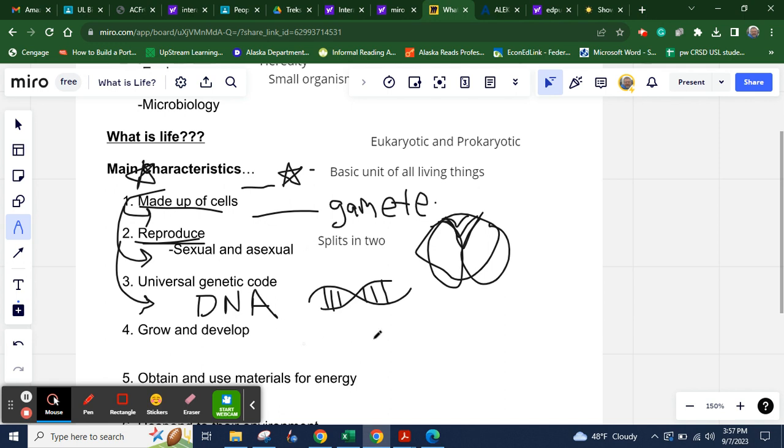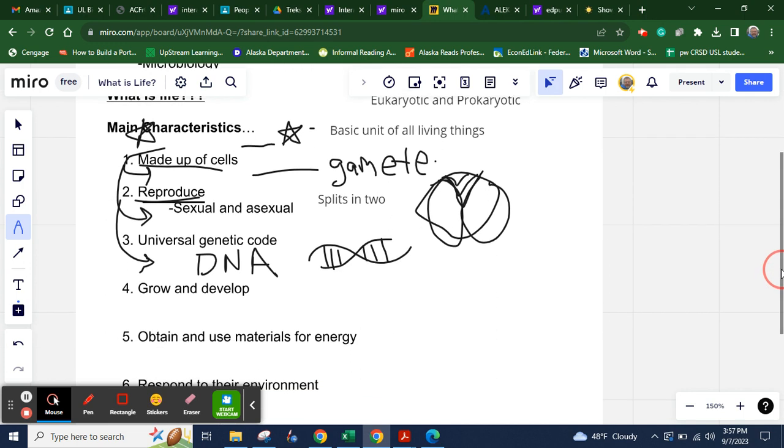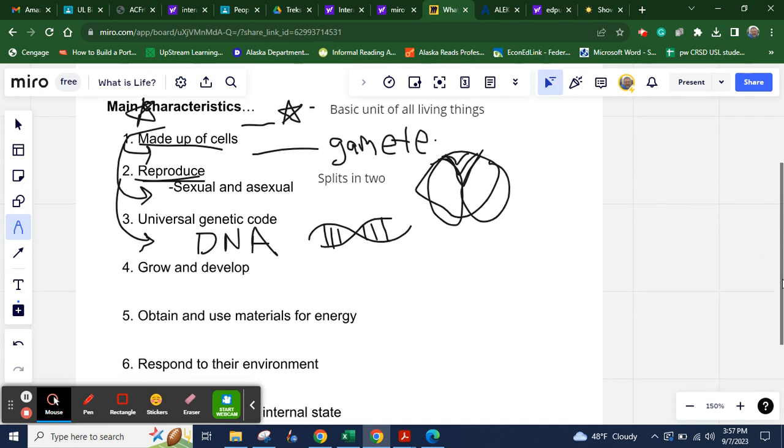Now, there are some cells that don't have DNA. We're not going to worry about that. But mostly, you can say that we look at the DNA in every living thing, no matter where the cell's from, it's the same DNA. And this is found in the nucleus. So then we've got made of cells, reproduce, universal genetic code, and then all things grow and develop. So they have life, like stages of life. I'm just going to put stages here.